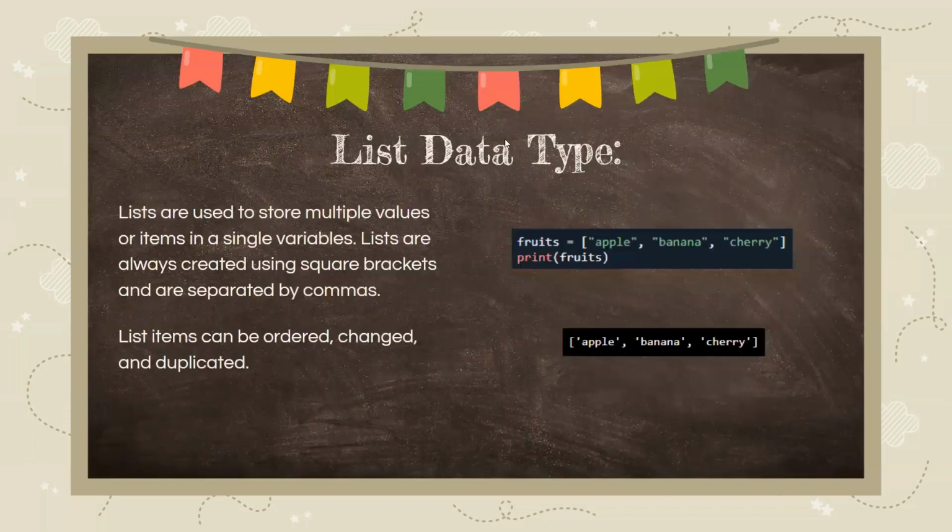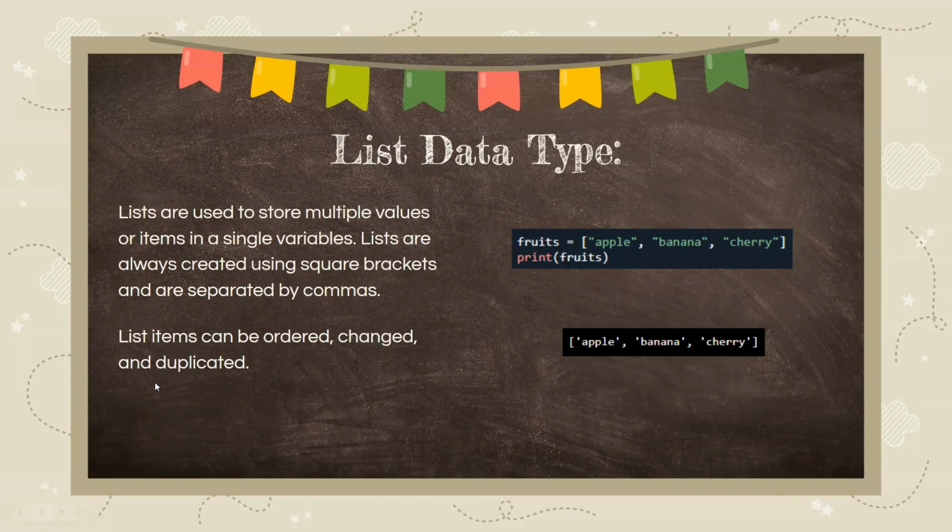Now we have the list data type. Lists are used to store multiple values or items in a single variable. Lists are always created using square brackets and are separated by commas. List items can be ordered, changed, and duplicated. So you can see right here, we have an example of fruits, apple, banana, cherry, and print fruits. So our output will be apple, banana, cherry. See right here, it is surrounded by the single quotation marks. That's just how it works in lists.